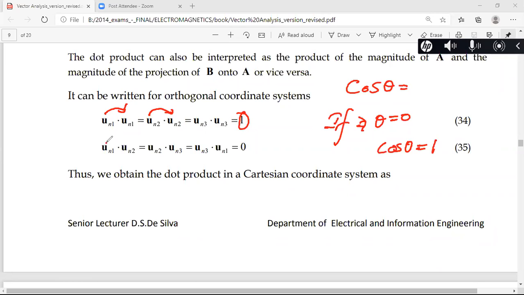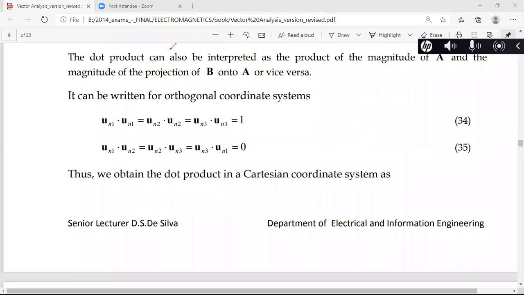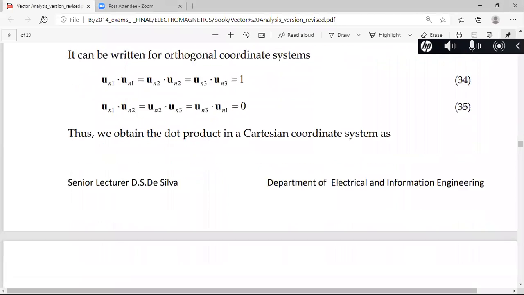As well as these are orthogonal to each other. Therefore, the angle between un and un2, theta, equals 90. Therefore, cos theta becomes cos 90 equals 0. Therefore, if you take the dot product between these orthogonal unit vectors, your result becomes 0. Those are some features.